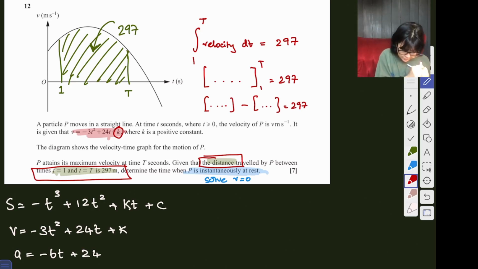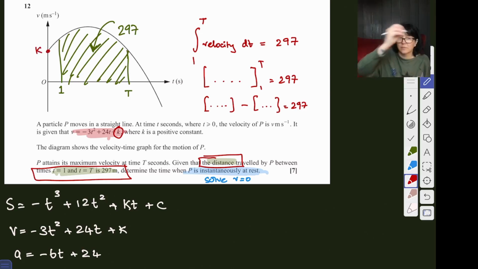Let's work this one through more slowly. A particle P moves in a straight line. The velocity is v. We know the velocity apart from we don't know what k is. This is k. It's the velocity at time 0. The diagram shows the velocity. Oh, I didn't read the question properly.